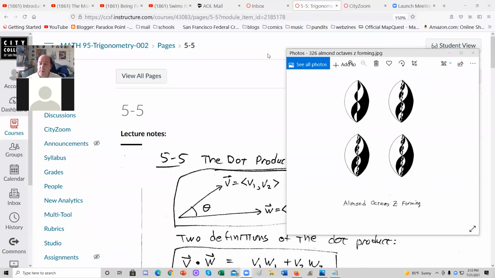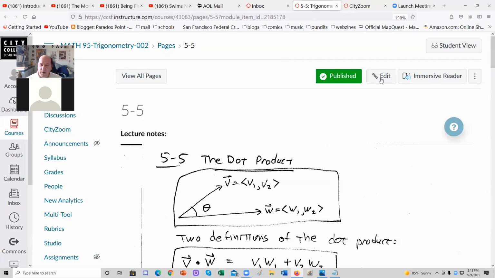The Zoom session is being brought to you by the fractal almond octaves forming. Here's stage 1, stage 2, stage 3, stage 4, whatever. All right, here we go.